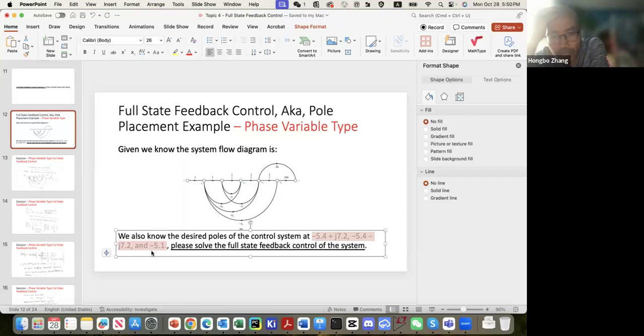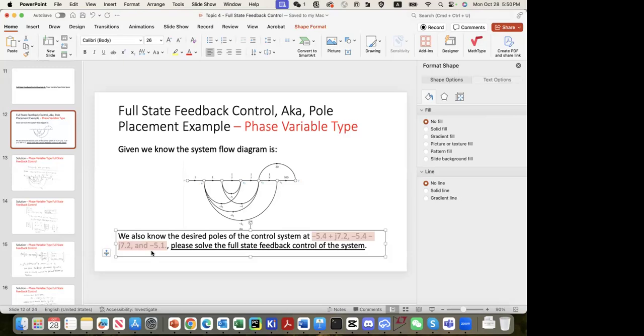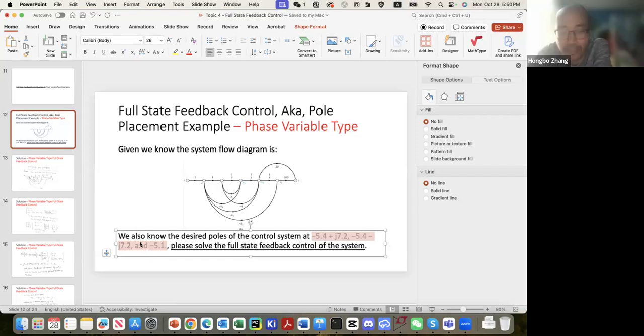We have 3 poles here, right? What's the size of the state space? The A matrix. Anyone know here? The A matrix would be 3x3. Absolutely. Awesome. A 3x3 matrix. So the K value will have 3 entries here: K1, K2, and K3, right?